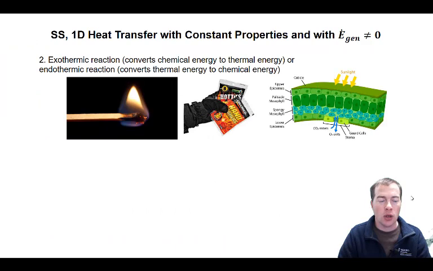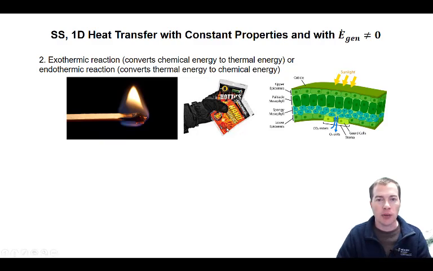Another example would be systems that include an exothermic chemical reaction that converts chemical energy to thermal energy, or an endothermic reaction that converts thermal energy to chemical energy. Here is a match. A match uses an exothermic chemical reaction, the combustion of the material, in order to produce thermal energy. When you look at the temperature distribution along the length of the match, one might be able to analyze this with steady state or quasi-steady state conduction heat transfer.